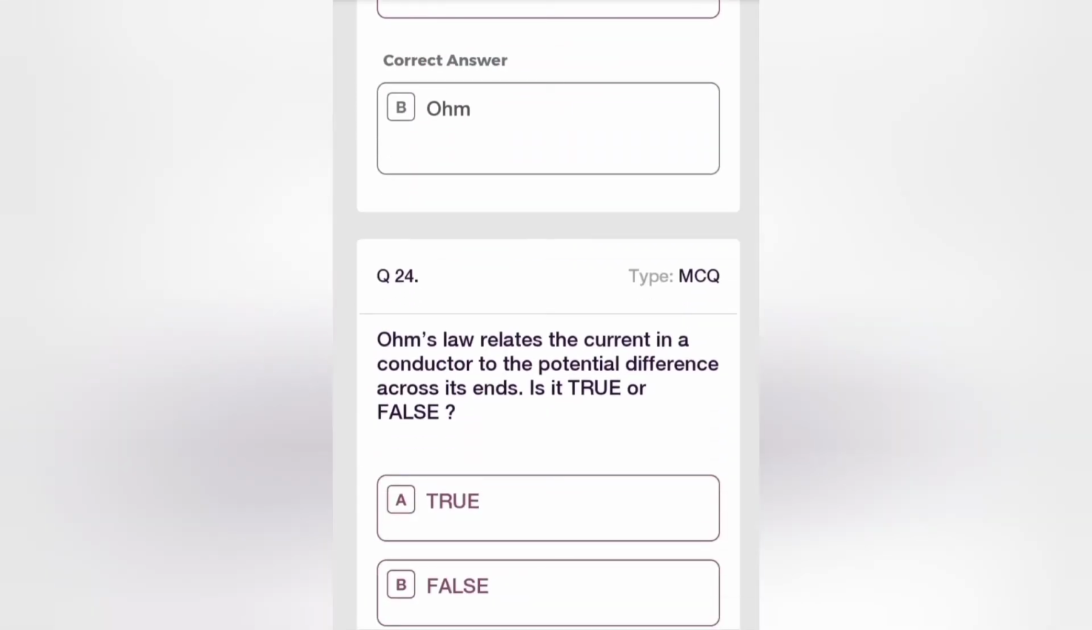Ohm's law relates the current in a conductor to the potential difference across its ends. Is it true or false? Yes, current is directly proportional to the potential difference across its ends. Yes, it relates. So it is true.